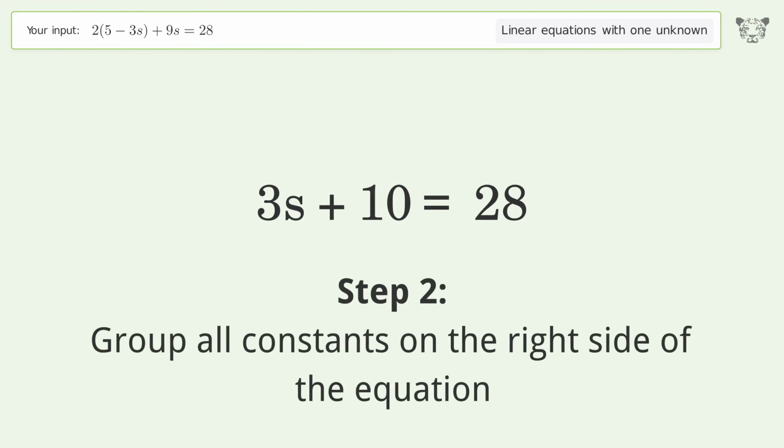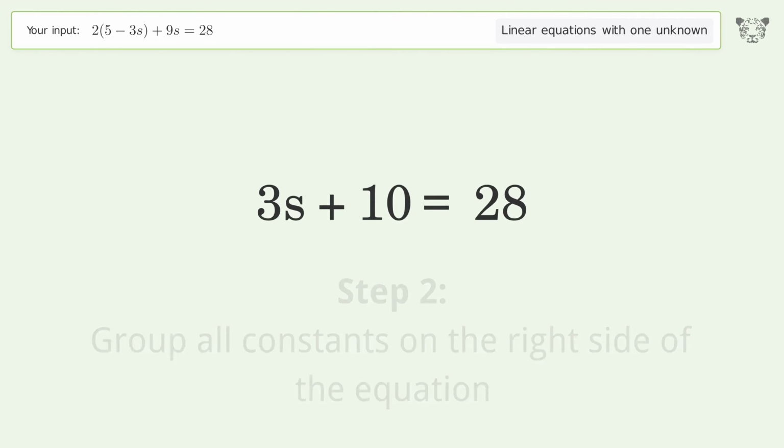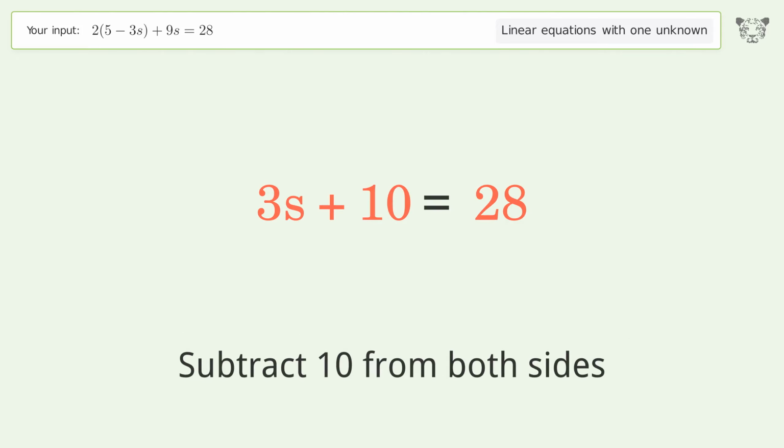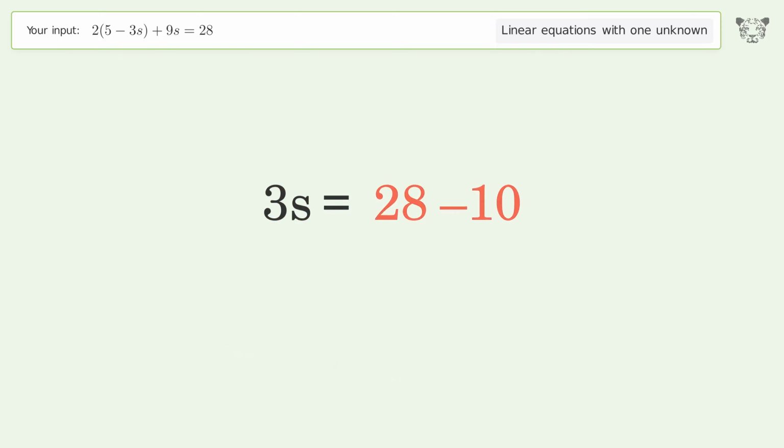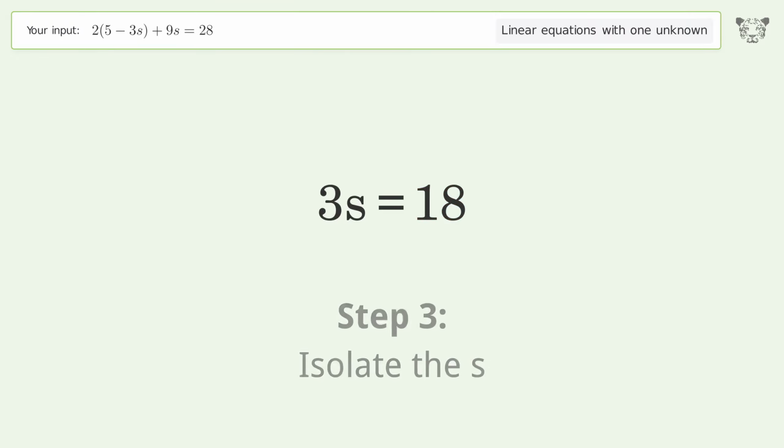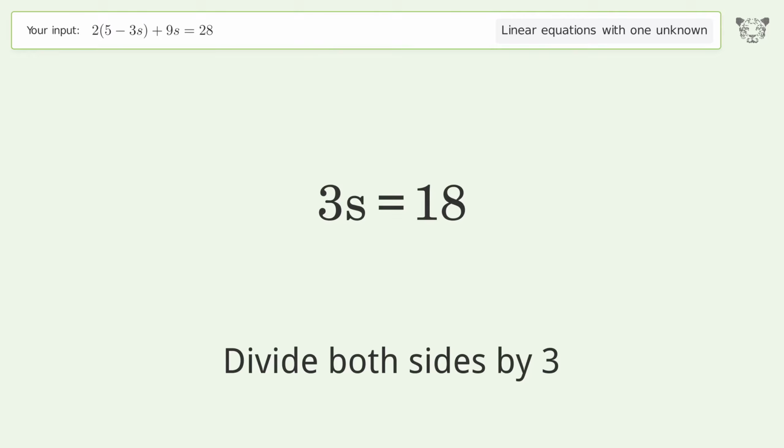Group all constants on the right side of the equation. Subtract 10 from both sides. Simplify the arithmetic. Isolate the s. Divide both sides by 3.